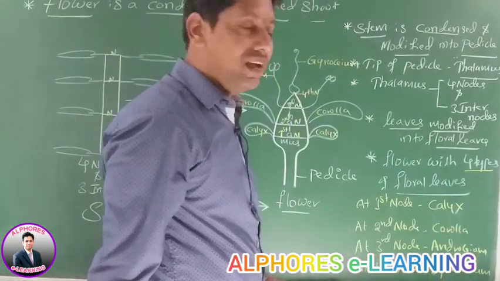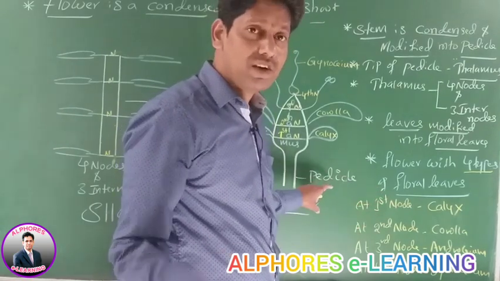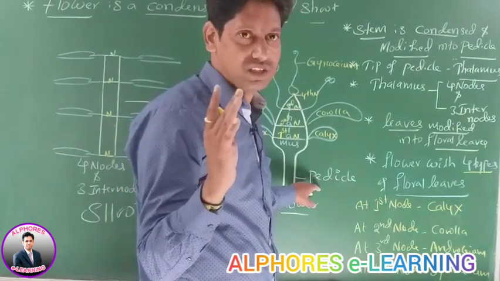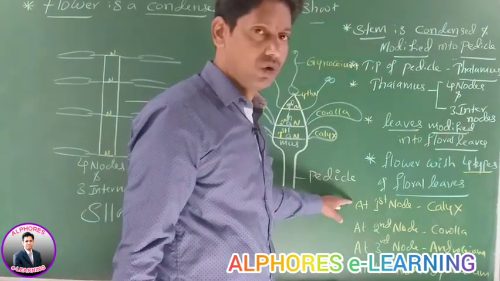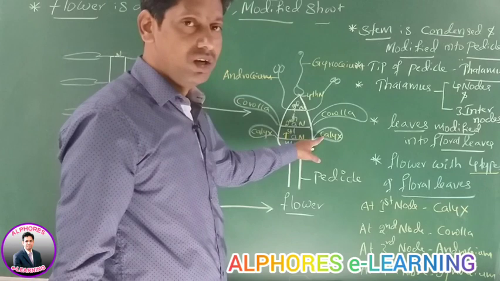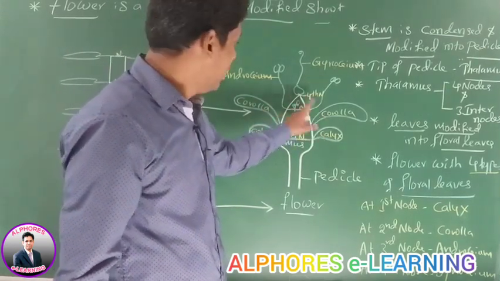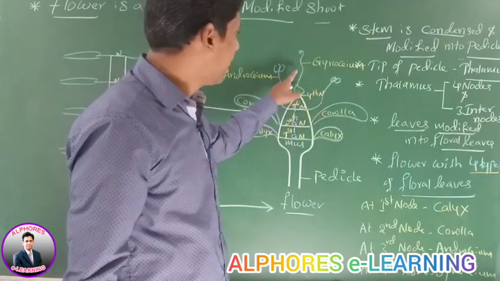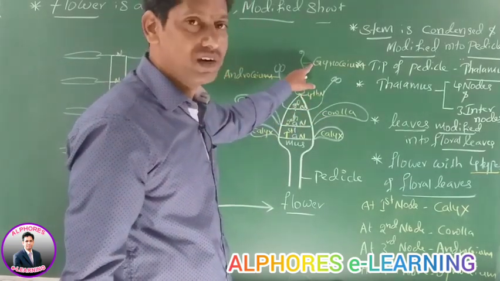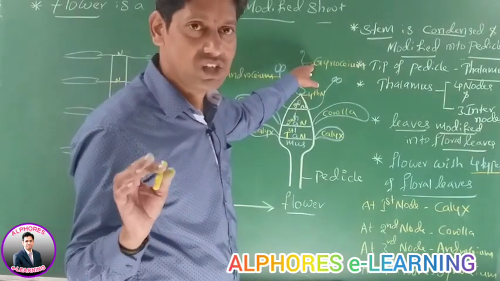Therefore, calyx, corolla, androecium and gynoecium. These are the 4 types of floral leaves. Floral leaves at the first node, calyx. At the second node, corolla. At the third node, androecium. At the fourth node, gynoecium. Is this statement okay?